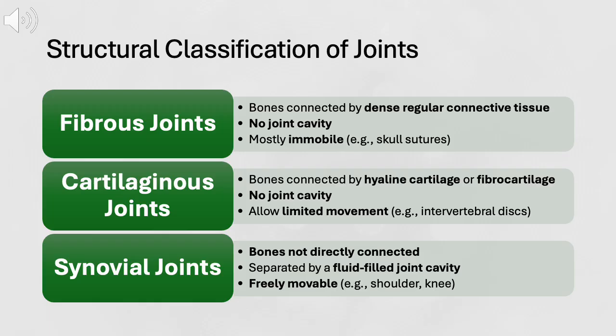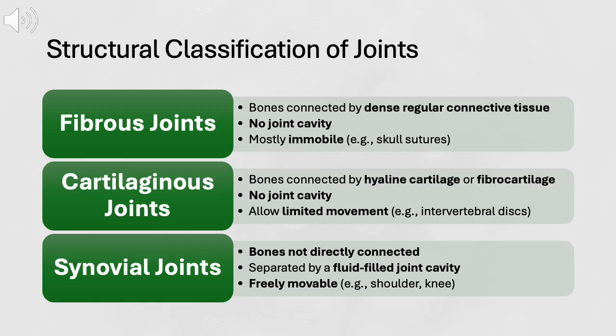That means the bones are in direct contact or very closely bound. These joints are mostly immobile, which is why they're found in places where protection and stability are important, like the sutures of the skull, which protect the brain. Next, we have cartilaginous joints. These are united by cartilage, either hyaline cartilage, which is smooth and found at growth plates, or fibrocartilage, which is tougher and found in places like the pubic symphysis or intervertebral discs. Like fibrous joints, cartilaginous joints lack a cavity. They typically allow for slight movement, making them structurally stable but still somewhat flexible.